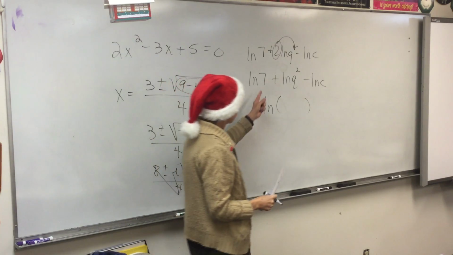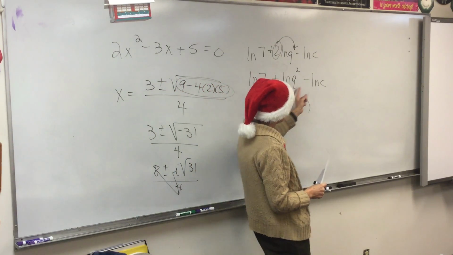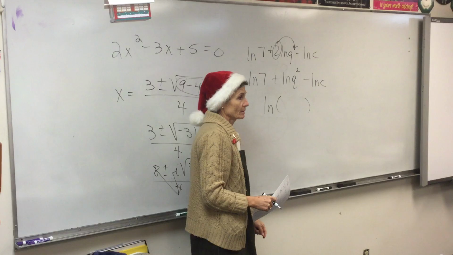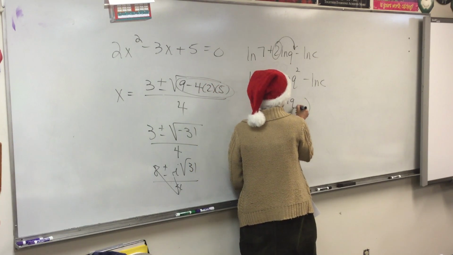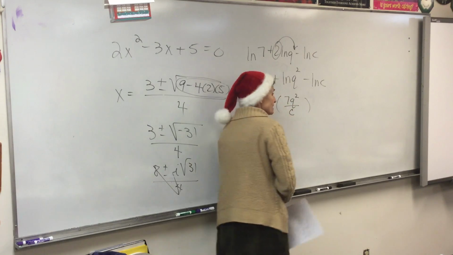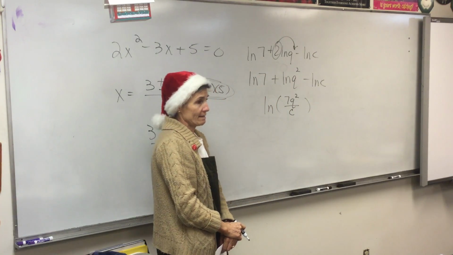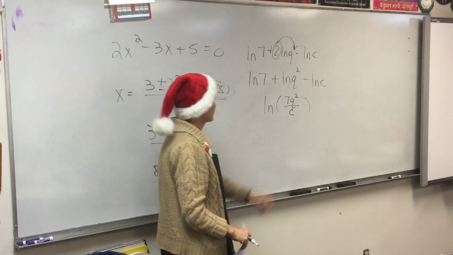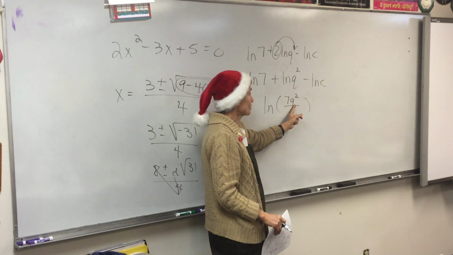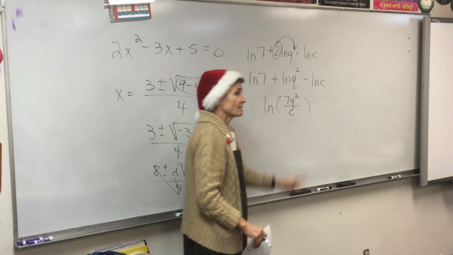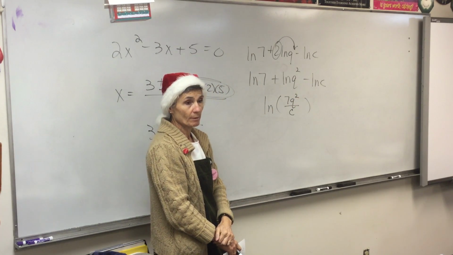Now I've got to put together the 7, the q squared, and the c. So 7 and q squared are going to get multiplied and c is going to get divided. Why? Because addition of logarithms means multiplication of the numbers, and subtraction means division of the numbers.